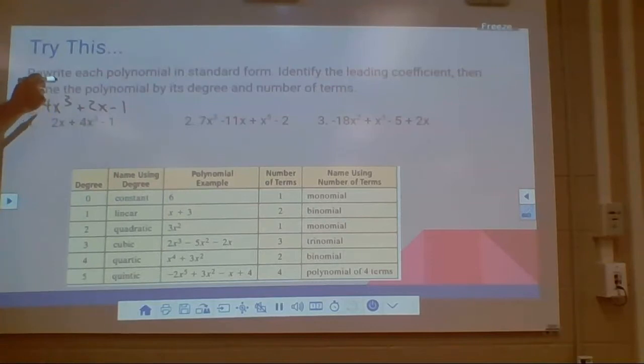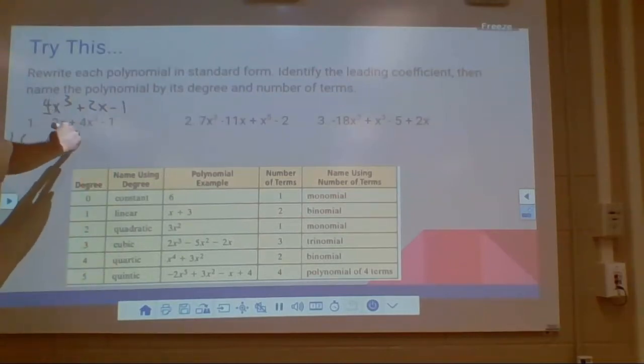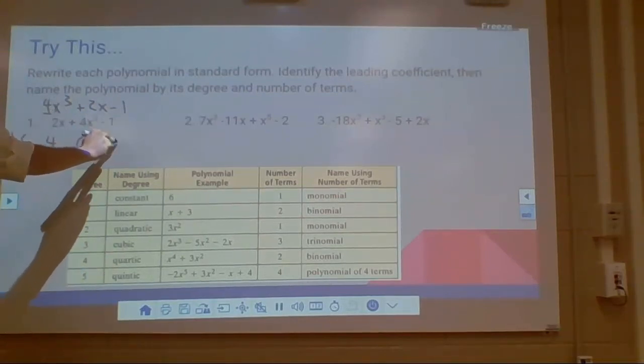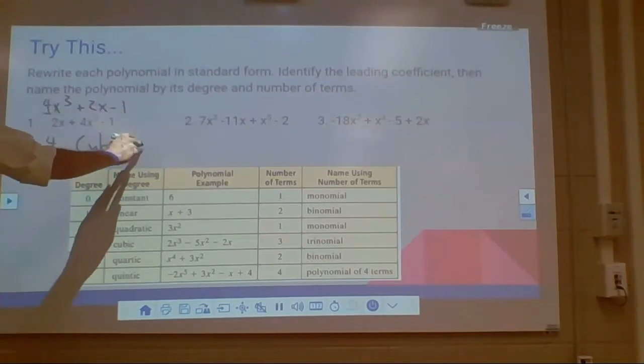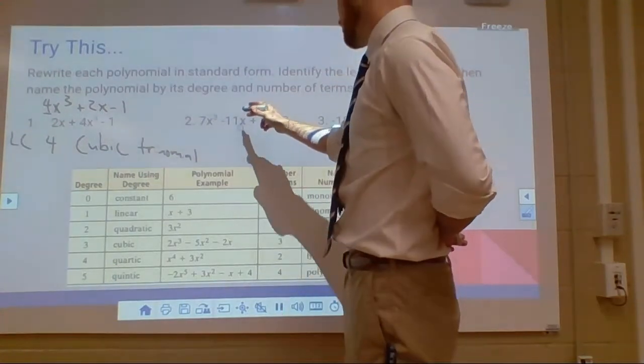Now, let's see, we want to identify the leading coefficient next. So the leading coefficient, well, that's just the coefficient of the term with the highest degree, so it's going to be 4. It's basically the first number you see there. So the leading coefficient is 4. Now let's name the polynomial. So we see that the highest degree is 3, so it's going to be cubic. So we'd say it's cubic, and then it has 3 terms, 1, 2, 3. It's a cubic trinomial. Now, let's try this for number 2.